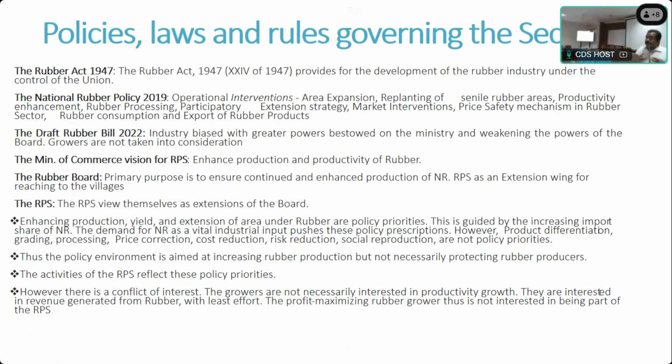Now, this is the conflict that lies between the interest of the farmers or the growers and the board itself, or the policy making bodies. The policy making bodies have the essential interest of increasing rubber productivity in the industry, essentially because of the factor that we have talked about, but the farmers' interest does not align with the interest of the board.